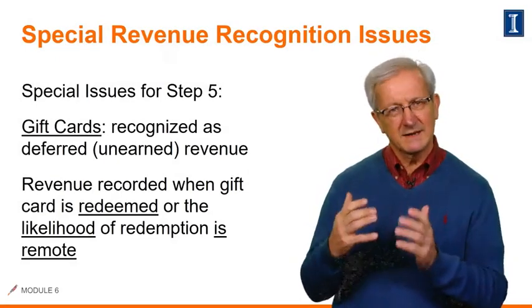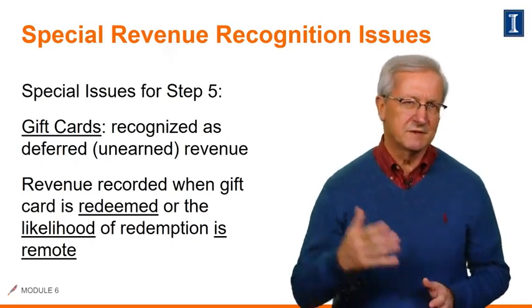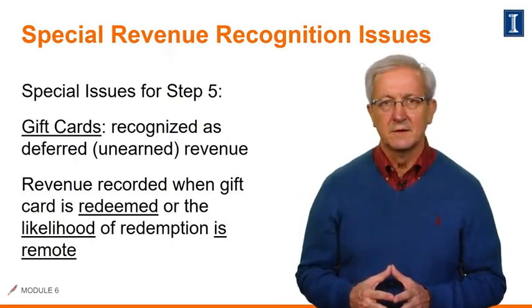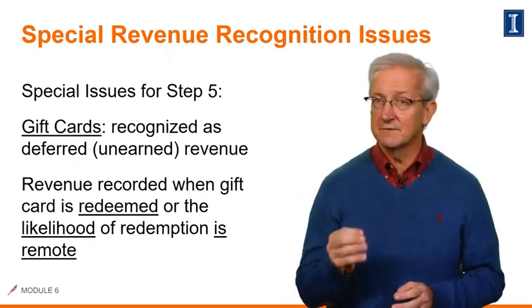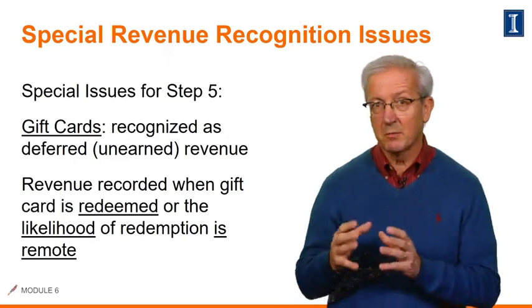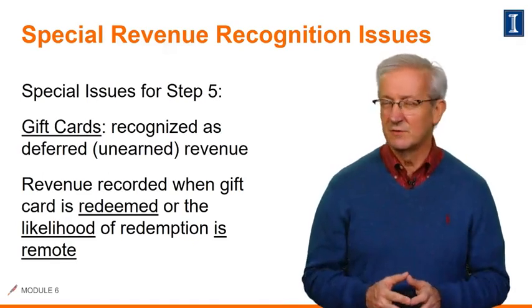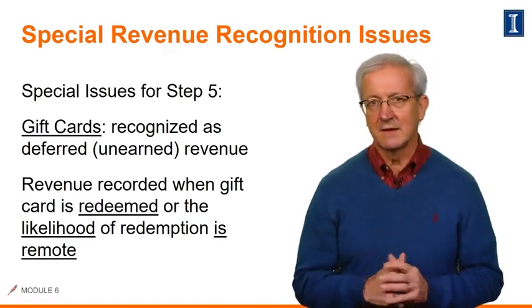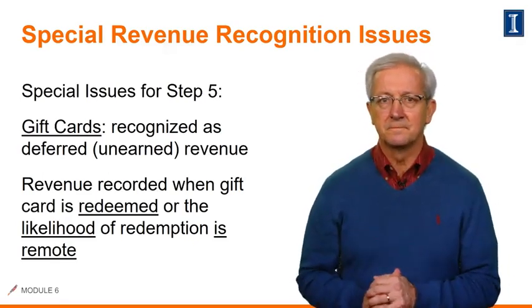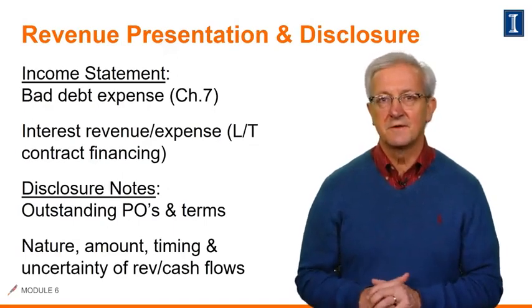Our last item related to step 5 special issues are gift cards. And this is where we recognize these as deferred or unearned income, which we discussed previously in this course. Here the revenue is recorded only when the gift card is redeemed, which is by far our preference, or where the likelihood of redemption is very remote, which is a much more involved and quite honestly detailed calculation we'd like to avoid.